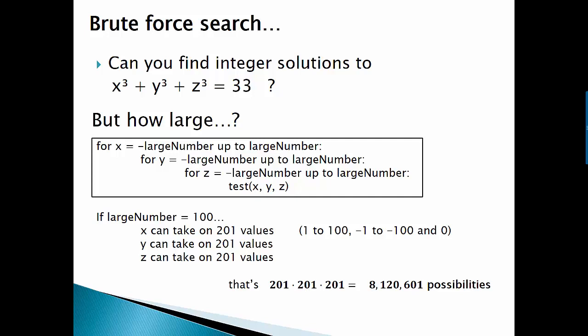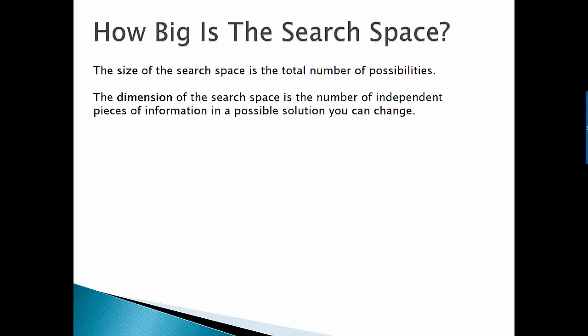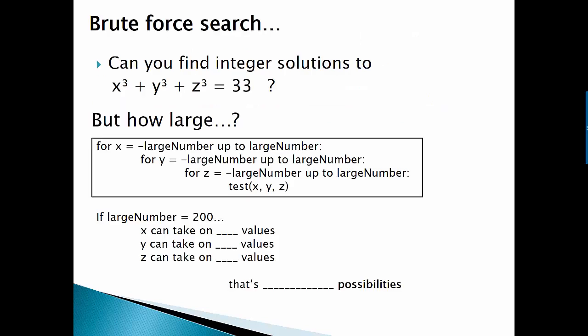But the problem with combinations is they grow rather quickly. So try another one for yourself. What if the large number is 200? How many values are you going to get then? Think about it for a second. Each of the variables will take on 401 values, and that's going to be 64 million. So now that's getting large enough that maybe it would take a while to run on your home computer. And 200 isn't a very large number to consider.